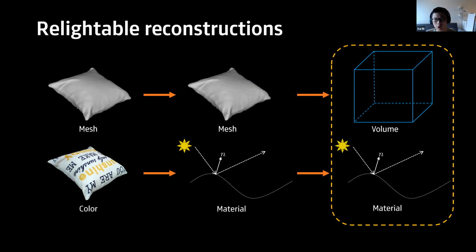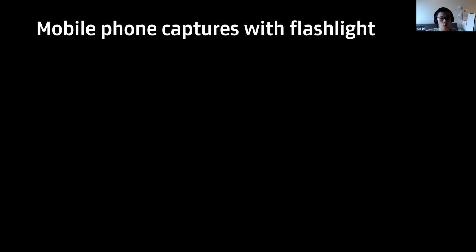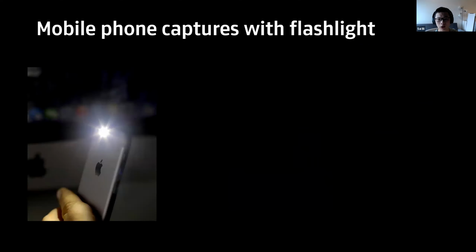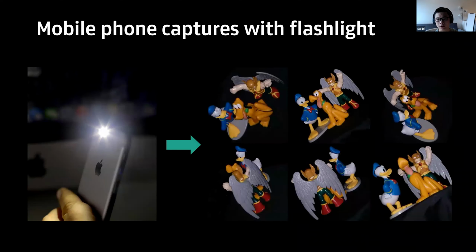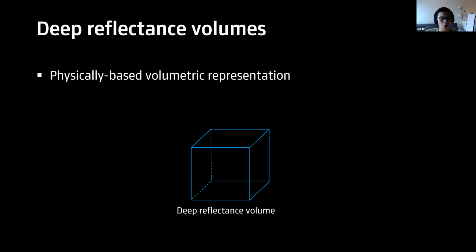We apply a practical acquisition setup for this task, where we use a consumer mobile phone to capture multi-view images of the scene with its flashlight. At the heart of our approach is a physically-based volume representation that captures scene geometry and appearance. Each voxel in the volume consists of opacity, normal, and reflectance.